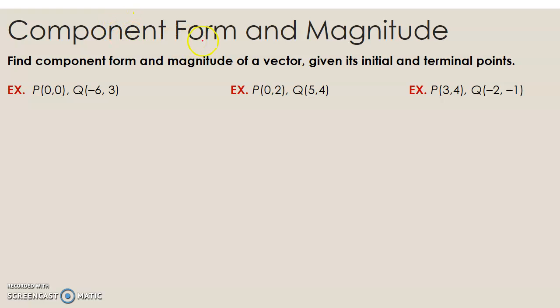So right here, find the component form and the magnitude. So you have the component here is going to be negative 6 minus 0 and 3 minus 0, which gives you negative 6, 3. And your magnitude is that same thing, only squared.